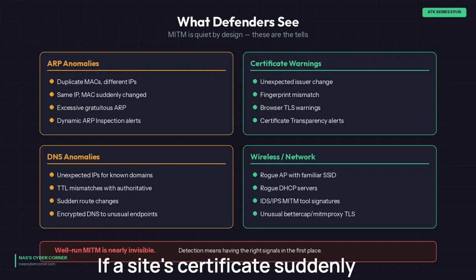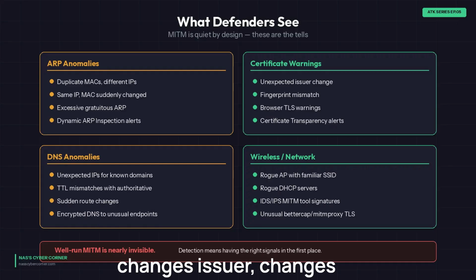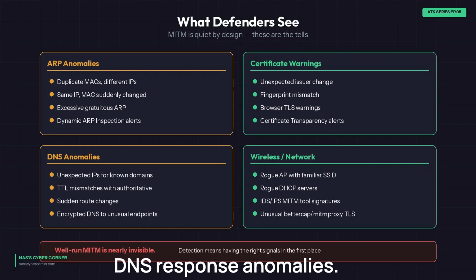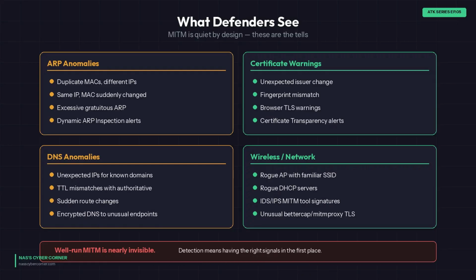Certificate warnings and changes. If a site's certificate suddenly changes issuer, changes fingerprint, or your browser warns you, pay attention. Users are trained to click through these warnings. Don't. DNS response anomalies. Unexpected IPs for known domains. TTL values that don't match what the authoritative server says. Sudden route changes for corporate domains. These are subtle but detectable with proper monitoring. Network monitoring for unusual patterns.